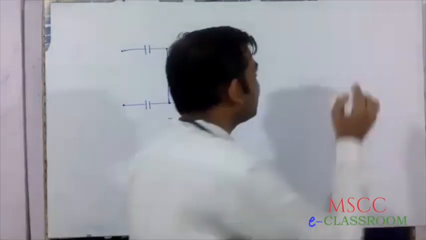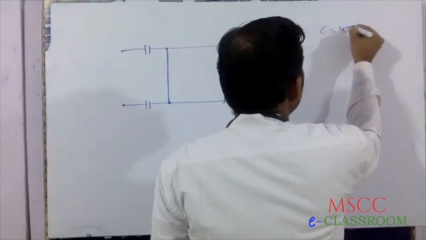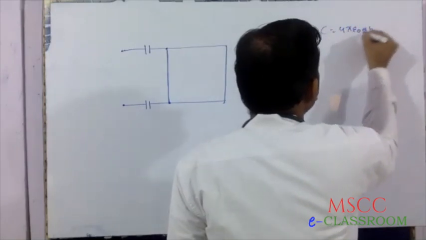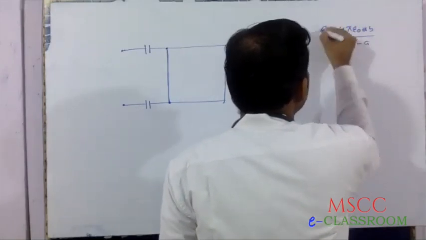Yesterday, I studied the combination of capacitors and derived an expression for the capacitance of a parallel plate capacitor. That is C equals 4 pi epsilon naught AB by B minus A.